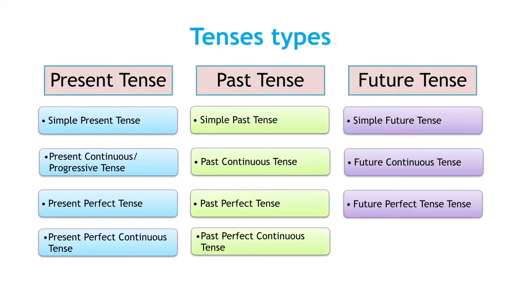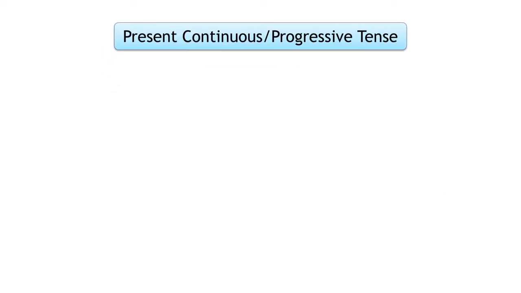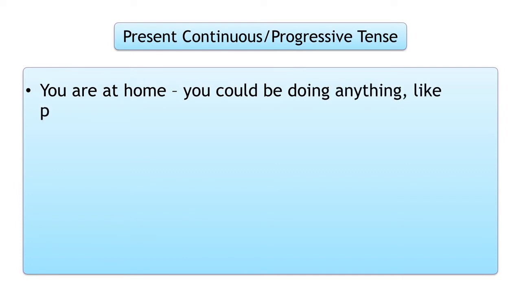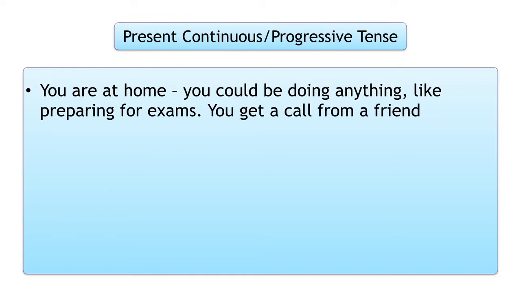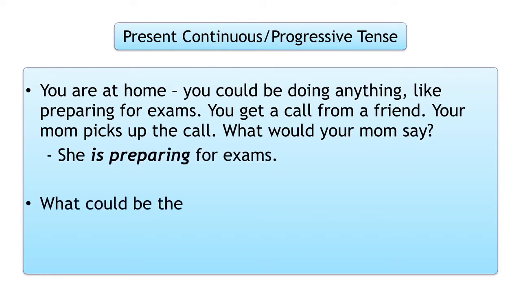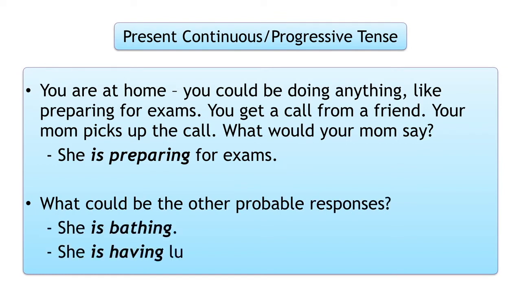Present continuous tense. Just imagine you are at home and you could be doing anything like preparing for exams. You get a call from a friend. Your mom picks up the call. What would your mom say? She's preparing for exams. And what could be the other probable responses? She's bathing, she's having lunch.